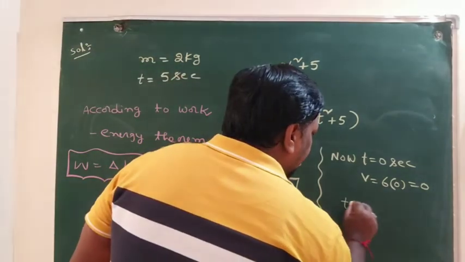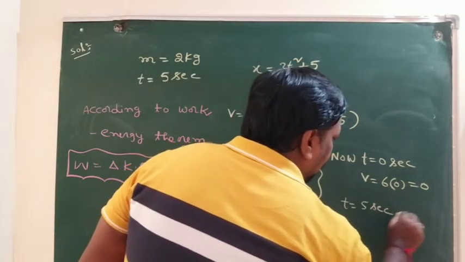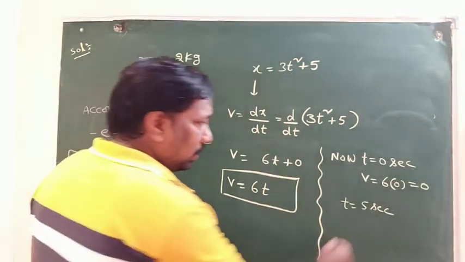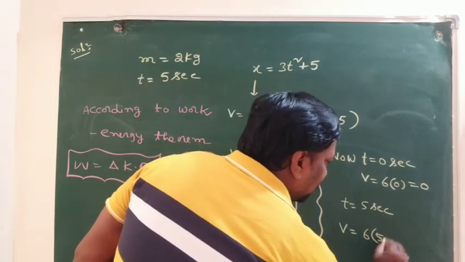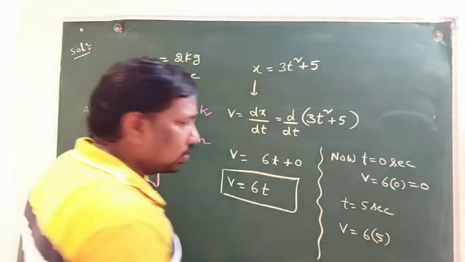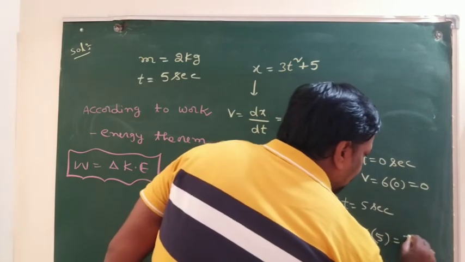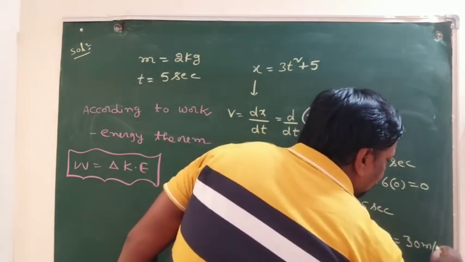Now t = 5 seconds, that is after 5 seconds, the final time. Its velocity v = 6 into t. Here t is 5, so 6 into 5, that is 30 meters per second.